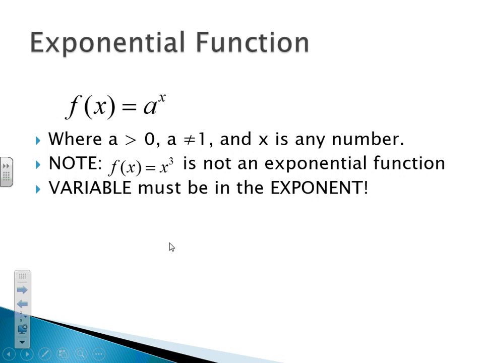The other thing is that A cannot be 1. Why do you think A can't be 1? Just be a constant, wouldn't it? I mean, if you take 1 and raise it to any power, what is it? 1. It doesn't change it. All right? So when we talk about the base, those are the reasons why we say the base has to be positive and it can't be 1.